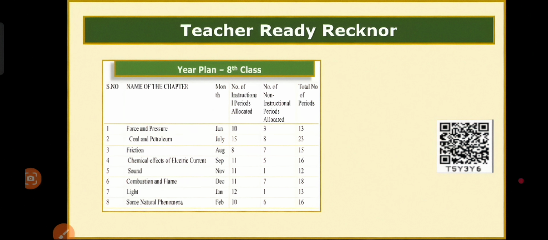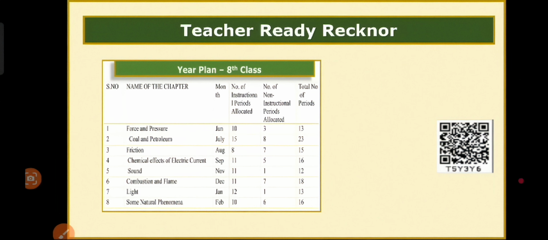Here I had given an example for the 8th class physical sciences, and which chapter in which month we have to teach, and the number of instructional periods and the number of non-instructional periods. Instructional periods are allocated for teaching and non-instructional periods are allocated for remedial instruction or project work or something else. What support is required for the students in that particular class.